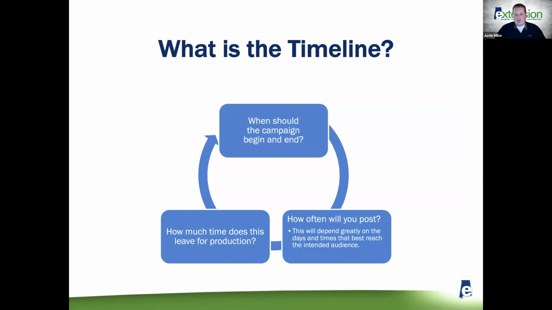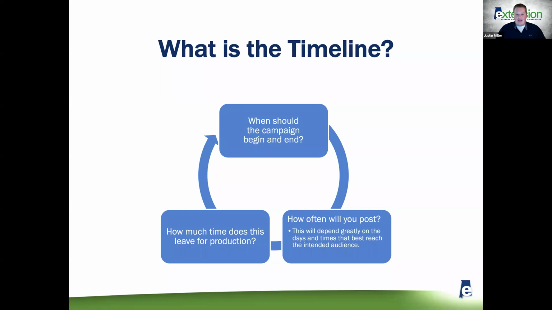So the next question, and again, a very important one, is what is your timeline? Knowing upfront when your campaign should begin and end, if it's timely information or if it can go any time of the year, that's an important aspect to realize. How often you will post. Are you going to post 3 times a week? Are you going to post every day? Are you going to post twice a day for several weeks? These are things you have to know.